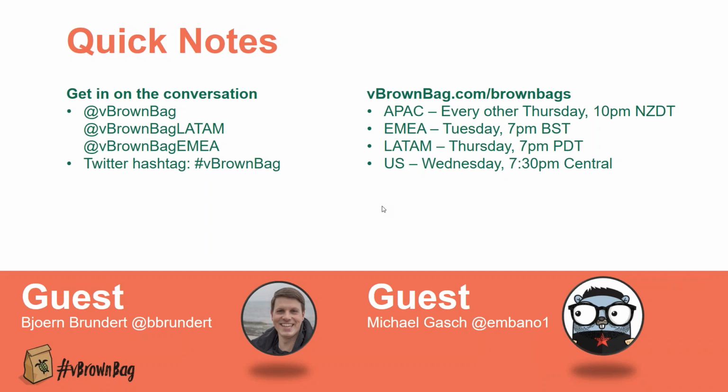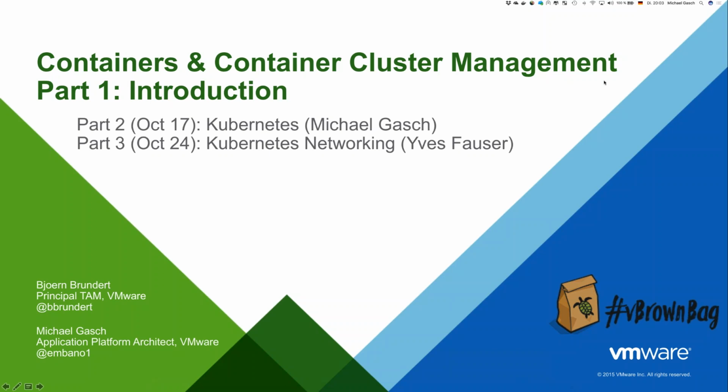Cool. My name is Michael Gasch. I'm a platform architect at VMware, working in the global customer success organization, and my focus is mainly around Kubernetes on vSphere.